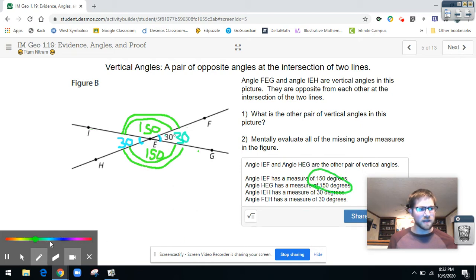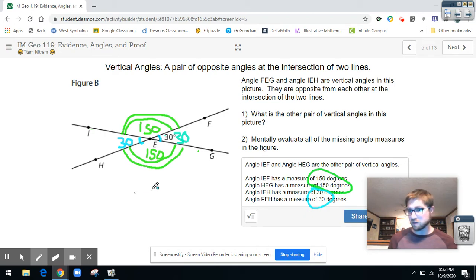They're the same. And the same thing could be said for the other two vertical angles, FEG and IEH. They're also the same measurement. They're congruent. I wonder if that always happens. Yes, that always happens.